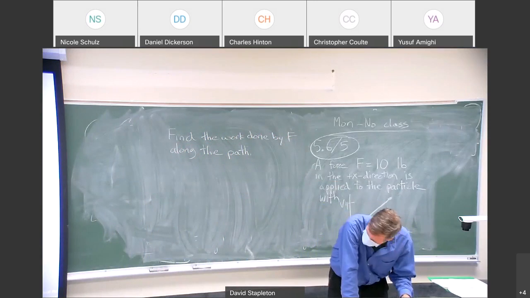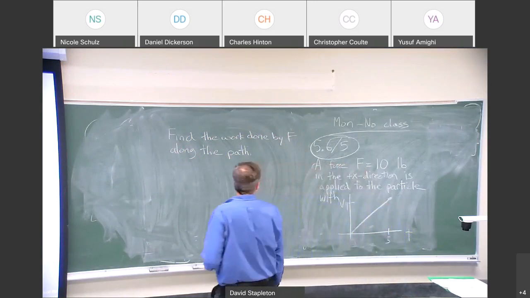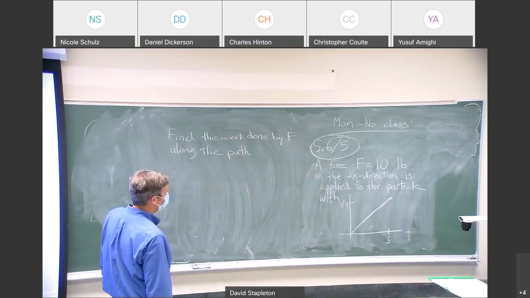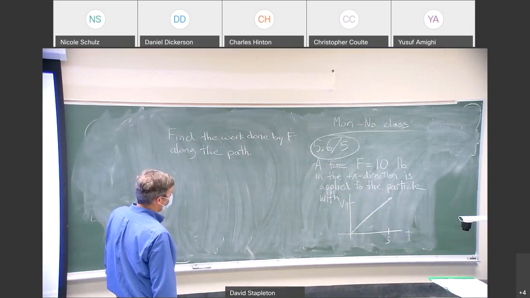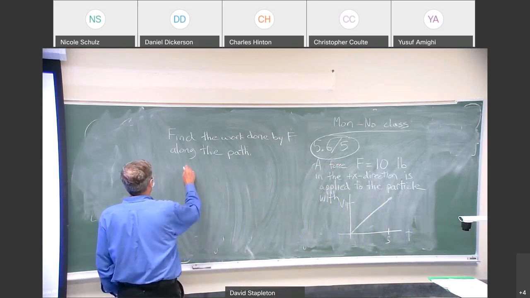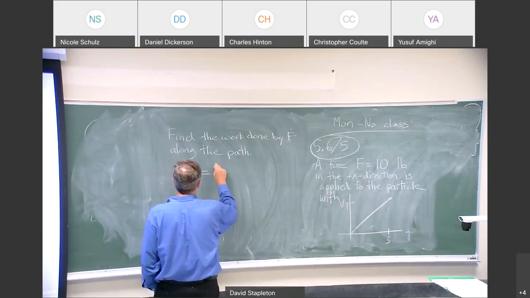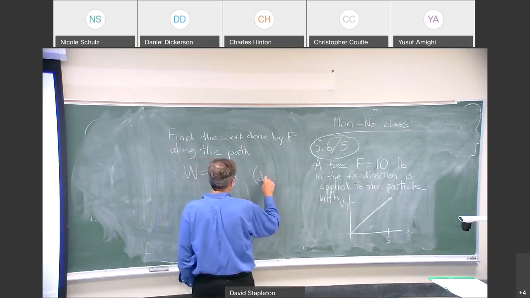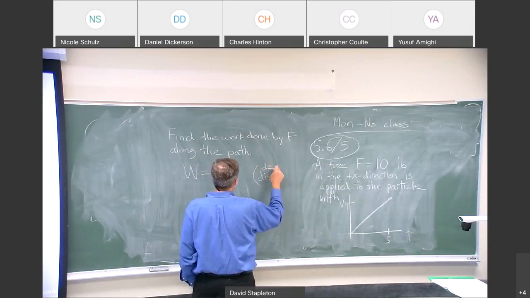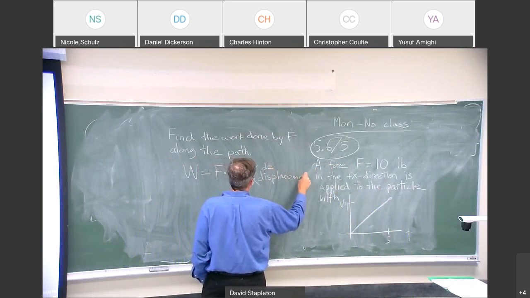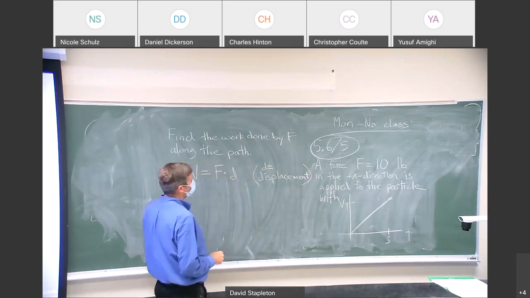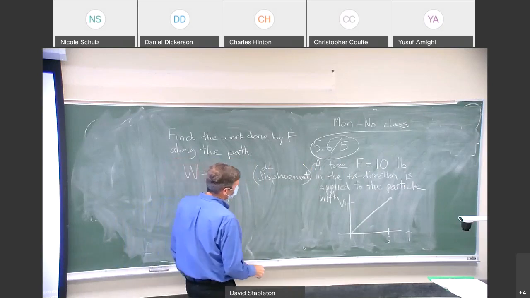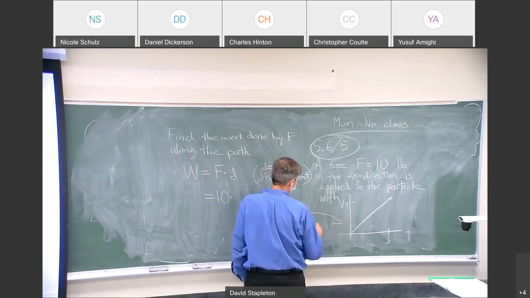From t equals 0 to t equals 5, they say. It's a constant force. For a constant force, we say that the work is simply force times displacement. Distance, if it's positive, you can say. What's the force? The force is 10 pounds. What's the displacement? Well, you just have to say, suppose it starts from 0.